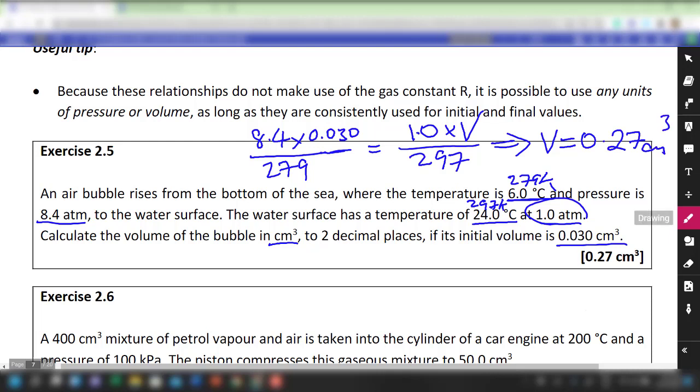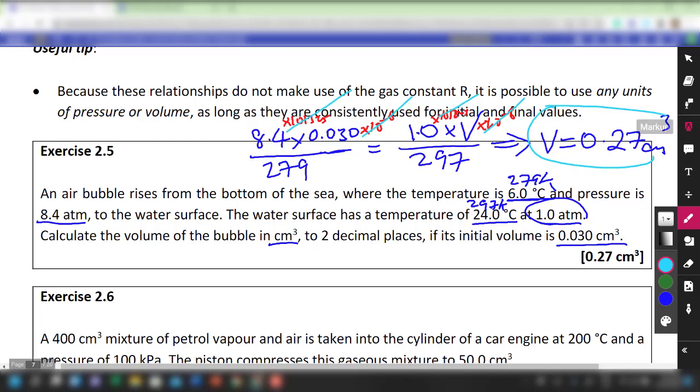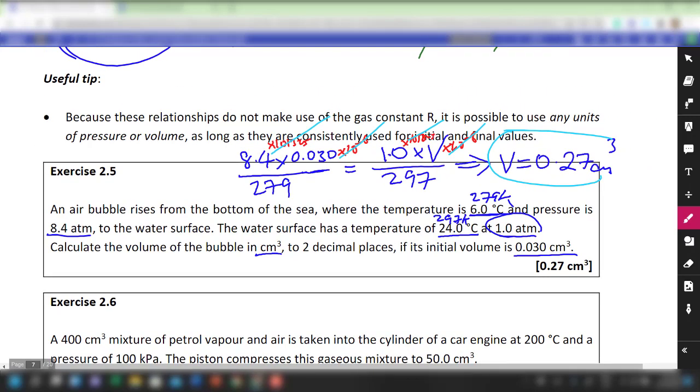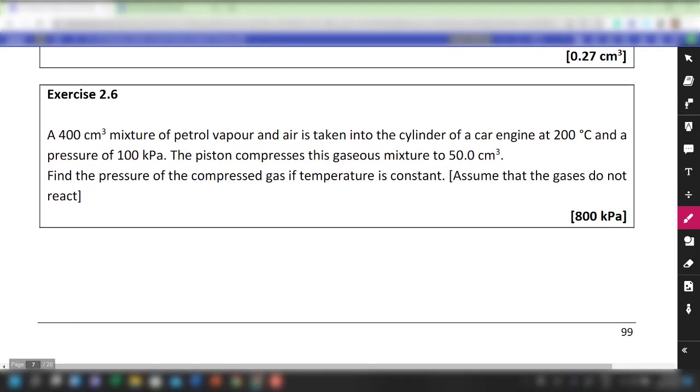For students who are really afraid of making mistakes, if you wish to, you can just convert everything to SI units. If, let's say, 8.5 atmosphere, you just need to multiply by 101,325. Then you can convert this to cubic meters, 10 to the power minus 6. You will realize that they will cancel out. If you wish to, you can just write them out so that you feel safer, and eventually these will all be cancelled out. So you'll still end up with a simplified working. But after you become more experienced, then I'm sure you can just skip this. We'll look at 2.6 now.